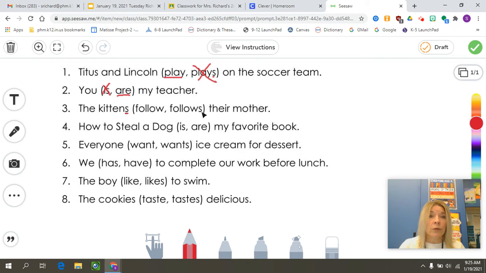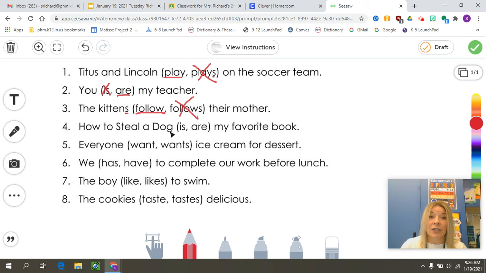Sometimes when we read, we go too fast and we think we know what it says, but we miss those little S's. And if we miss those, we can have something that doesn't sound right. We can have a mistake made. So the kittens follow their mother. Let's try a couple more.